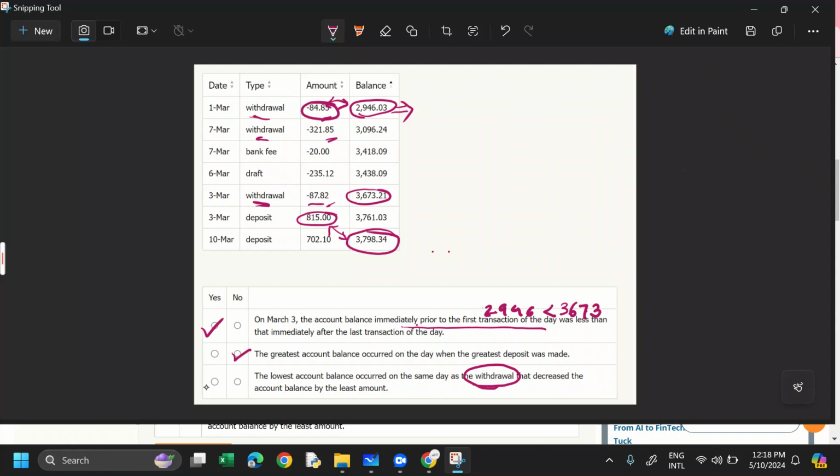The answer is yes. But in case you do not read or miss out this word withdrawal, then you're likely to answer no, as 20 is the least amount that is deducted, but that's a bank fee and it is not a withdrawal. So the answer is yes, no, yes.